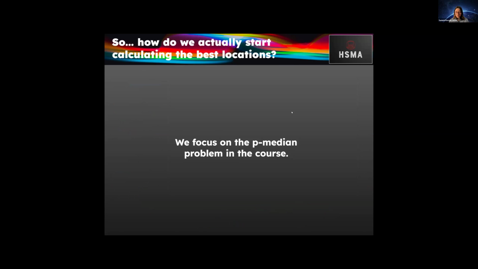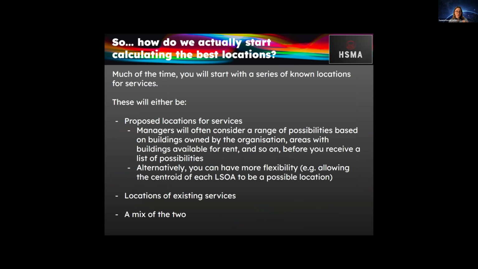So as I keep saying, we focus on the P-median problem in this course. So how do we actually start to turn this into code? Well, most of the time you'll probably start with a series of known locations for services. These will either be the proposed locations for the services. So it might be that you've got a range of possibilities based on buildings that are owned by the organisation, areas with buildings available for rent, and so on. So you've actually received a list of possibilities from someone.